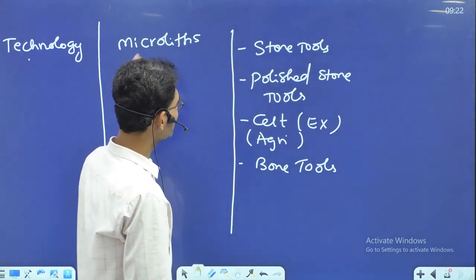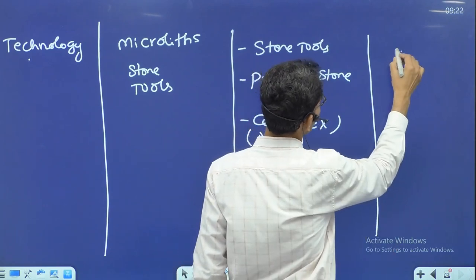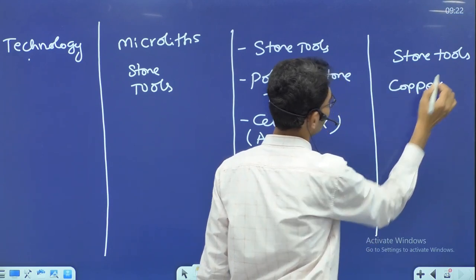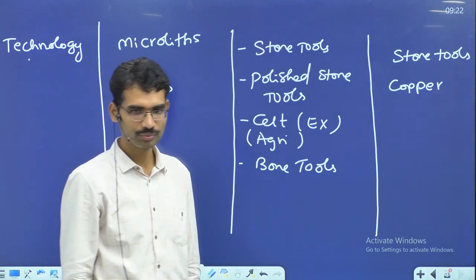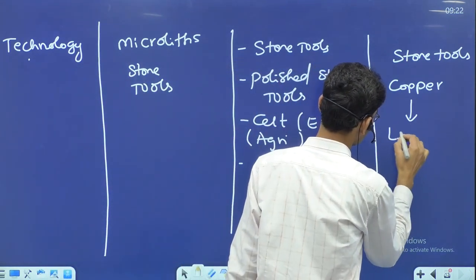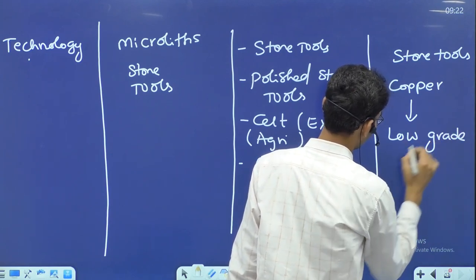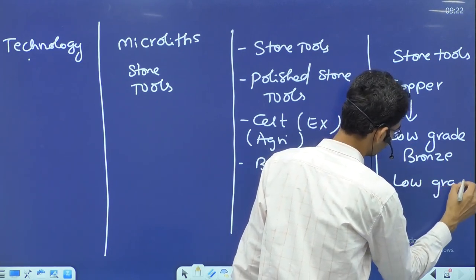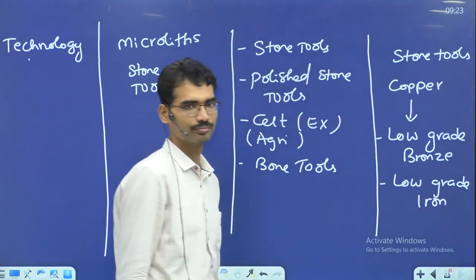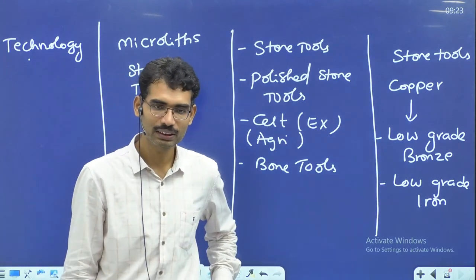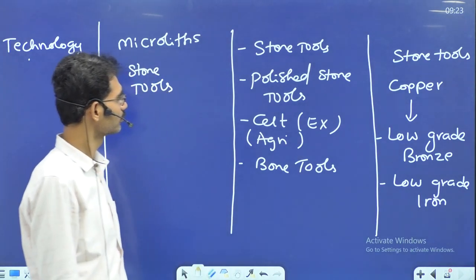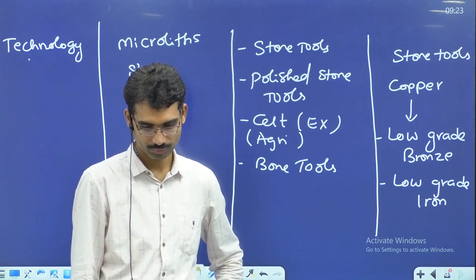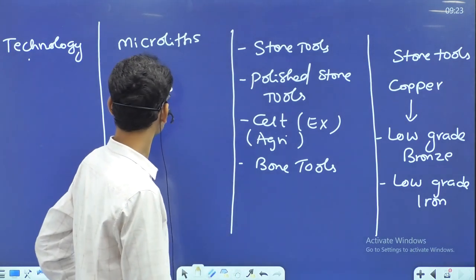And when it comes to Chalcolithic, stone tools continued. Copper technology, and low grade. In some places, low grade bronze also. In some places, low grade iron also. But copper is the dominant one.